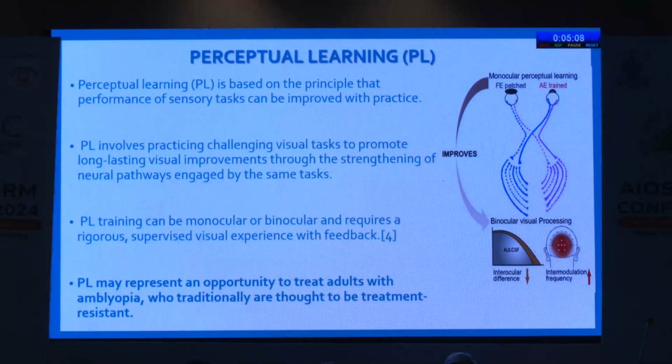Starting from perceptual learning, it's based on the principle that performance of sensory tasks can be improved with consecutive practice. It also involves practicing visually challenging tasks to promote long-lasting vision improvements. The perceptual learning training can be monocular or binocular and requires a rigorous supervised visual experience along with specific feedback. It can present as an opportunity to treat adults with amblyopia who are thought to be treatment resistant.